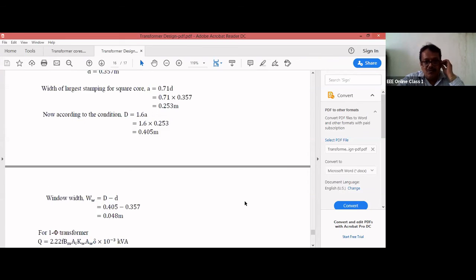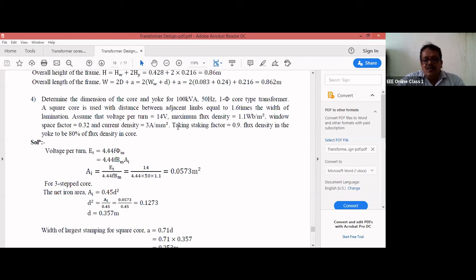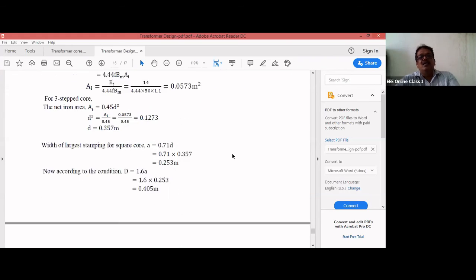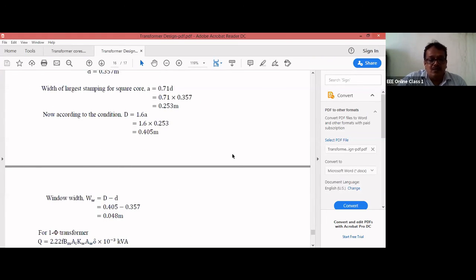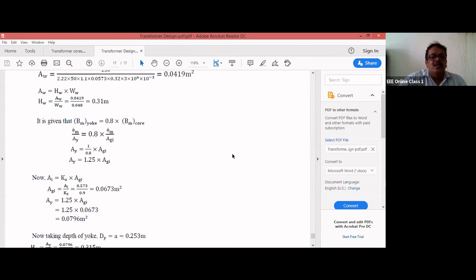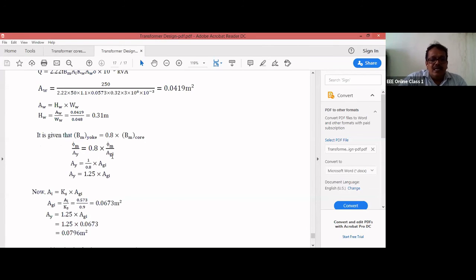AGI is equal to the gross core area. Because if you go to the problem, they have given the stacking factor, taking a stacking factor of 0.9. If they give the stacking factor, then you have to consider AGI. What is AGI? AGI is the cross area which includes the iron part and also includes the insulation. So phi m by AGI. Then this phi m gets cancelled. AY is equal to 1 by 0.8 into AGI. 1 by 0.8 is nothing but 1.25 into AGI. So area of the yoke will be 1.25 into AGI.